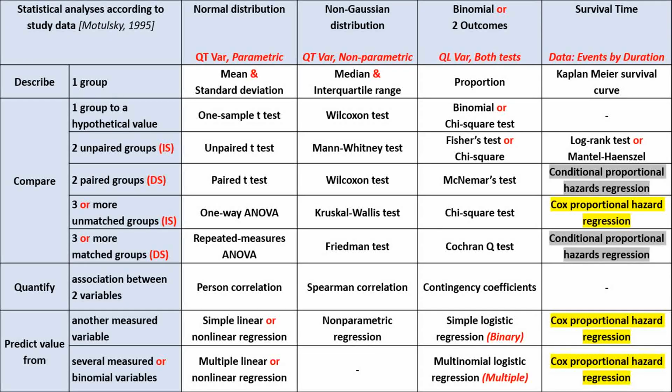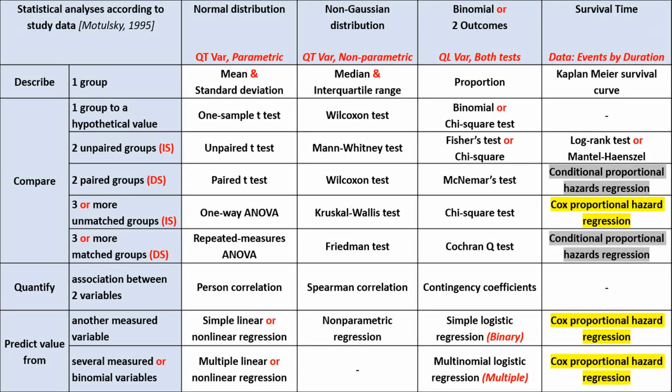To describe quantitative variables, we use means and standard deviations in the case of normal distribution, and we use median and interquartiles or percentiles in the case of non-Gaussian distribution. However, the qualitative variables are described using proportions, and the survival time data are described using Kaplan-Meier survival curves.